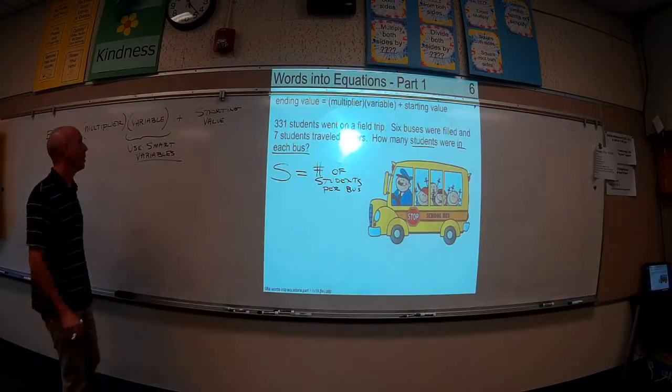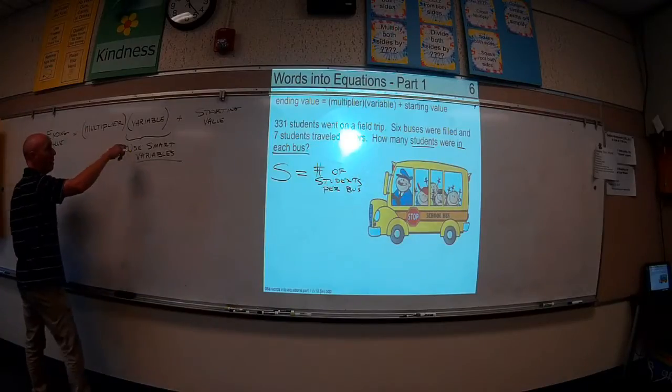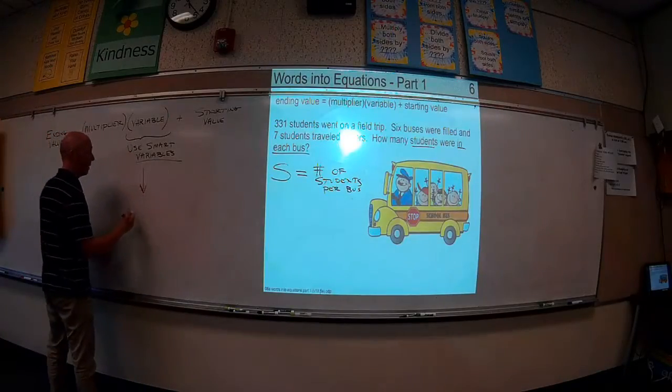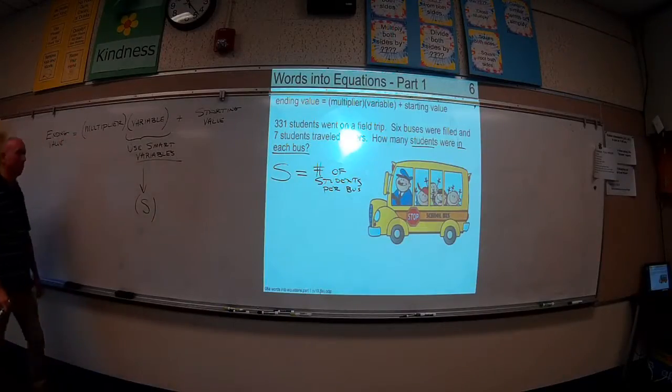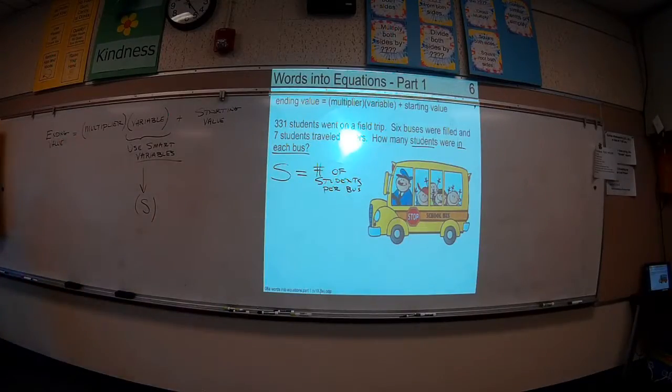So this is what we're looking for. So right here, we can already start making this thing up. So variable, what variable are we about to use? S. Okay. So I still have an ending value, a multiplier, and a starting value. Anybody want to match up something with something?